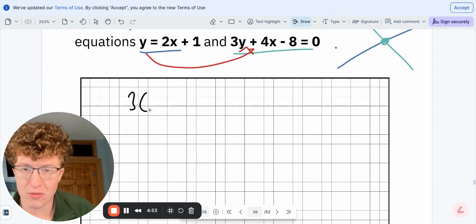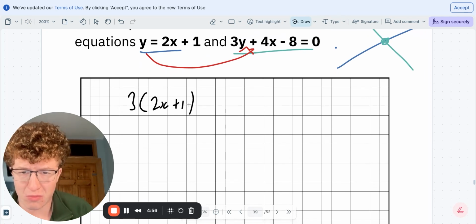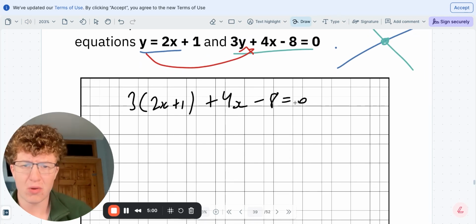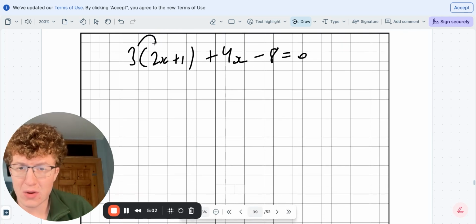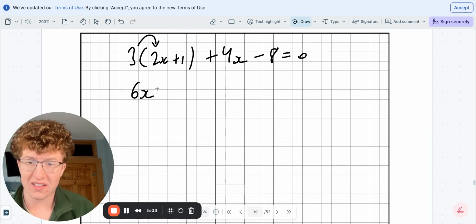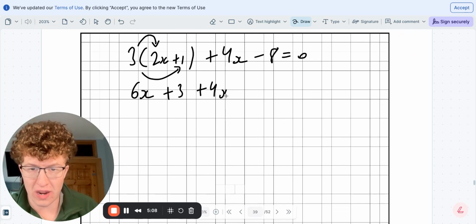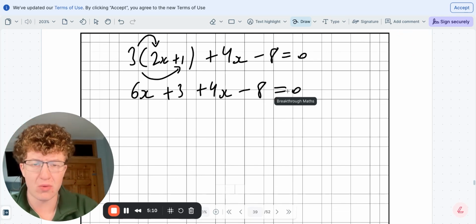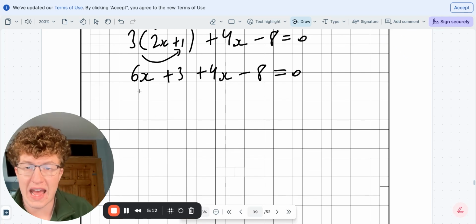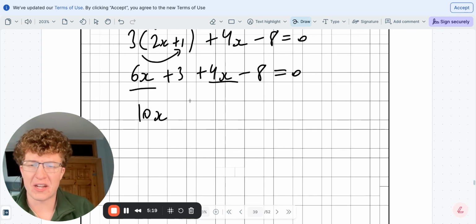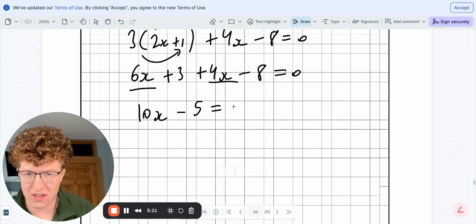So I'm going to have 3 times 2x plus 1, plus 4x minus 8 is equal to 0. Then multiply this bracket out. 3 times 2x is going to be 6x, and then 3 times 1 is just going to be plus 3. Plus 4x minus 8 is equal to 0. Then add the x terms together. 6x and 4x is going to give us 10x. And then minus 8 plus 3 is going to leave us with minus 5 is equal to 0.